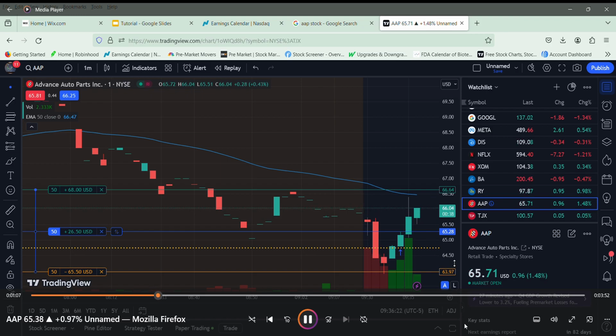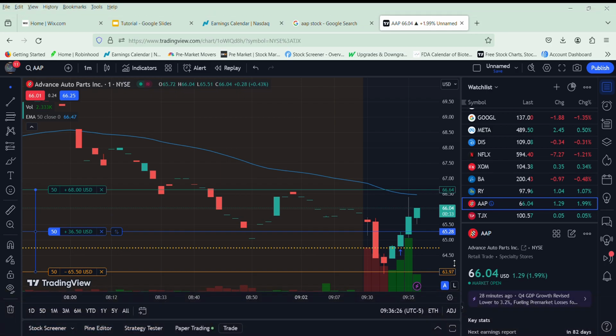V-shaped recovery. And these patterns, like I've told y'all 100 times before, these patterns show up time and time and time again, all over the place. You've just got to learn how to spot them.